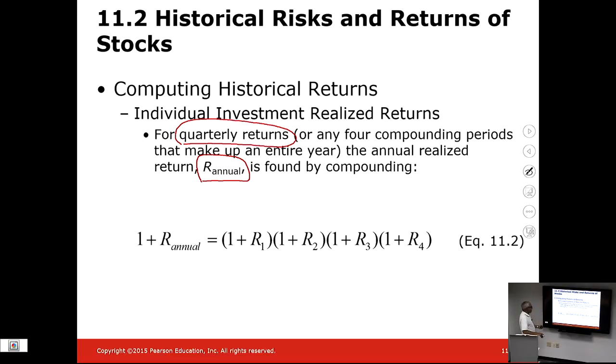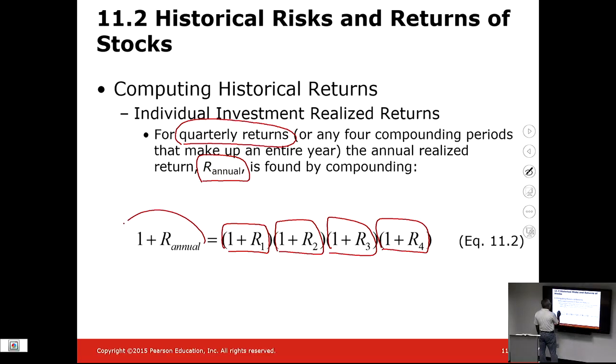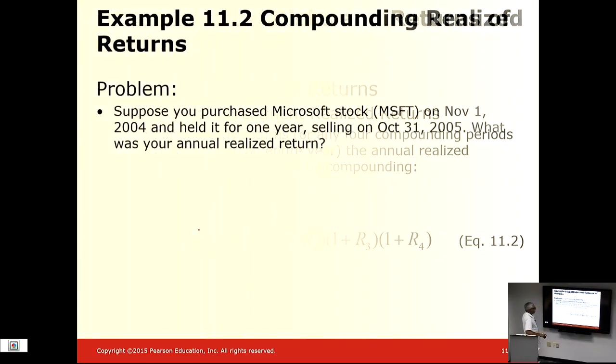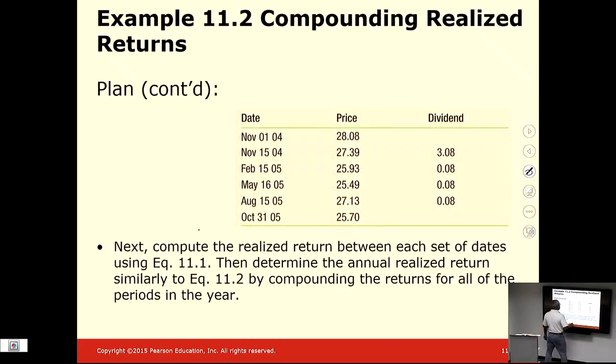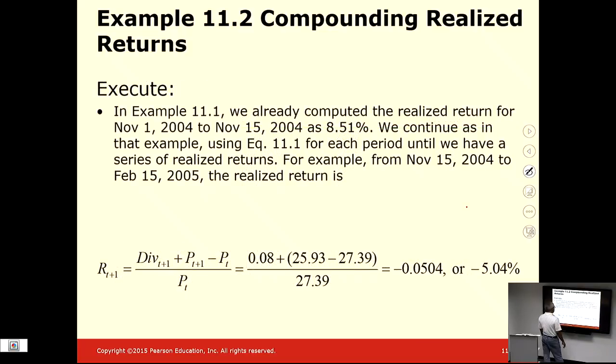The way we calculate that annual return is we take the product of what we call the wealth relatives. We take each quarterly return, add 1 to it, and then take the product of all four, and that gives us 1 plus the annual return. So take an example like here. Microsoft has these stock prices available to us historically, and these are the dividends that Microsoft has paid over time. How do we calculate the annual return for Microsoft in this case?